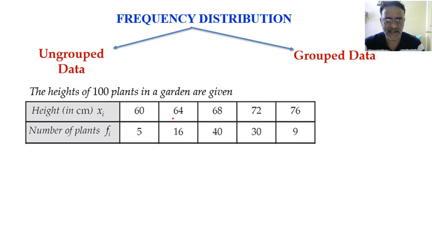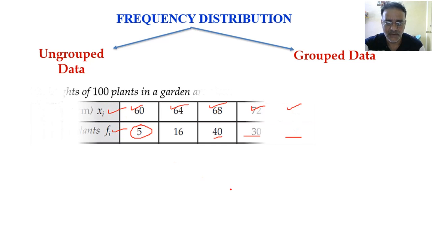Let us see one example. The heights of 100 plants in a garden are given. So we are taking the particular heights 60, 64, 68, 72 and 76. The number of plants having 60 centimeter height is 5. So like that we are using this frequency for each height. This is called ungrouped data, जिसमें x रहेगा, एक variate रहेगा और उसका frequency रहेगा. We'll see one more example.